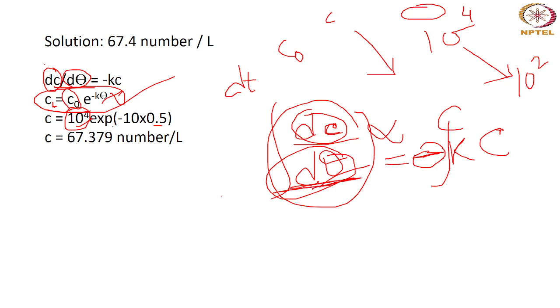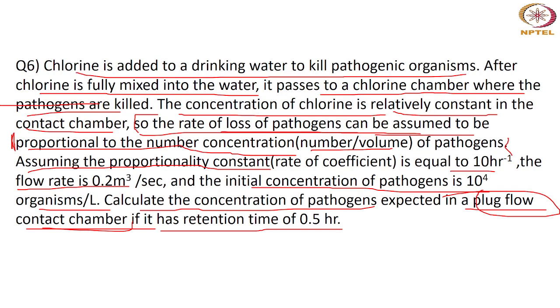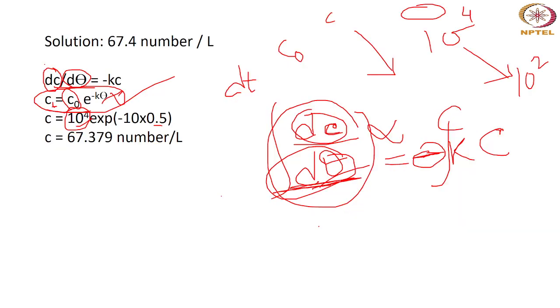So 10 was the rate constant, right? Yes, 10 hour inverse was the rate constant, and here the retention time was 0.5 hour, right? So I'm just putting the values. I'm getting C as 67.379 number per liter. I hope this is clear.